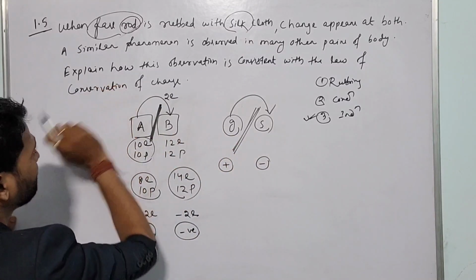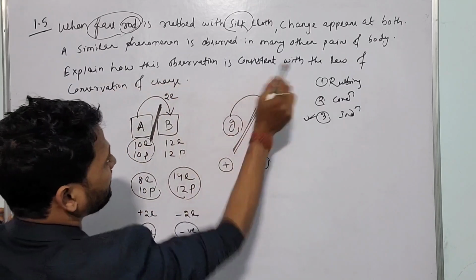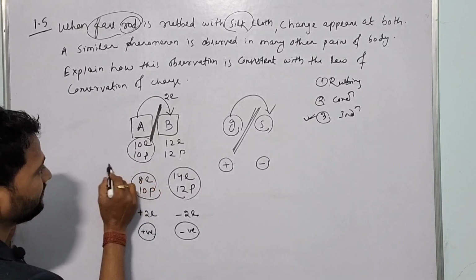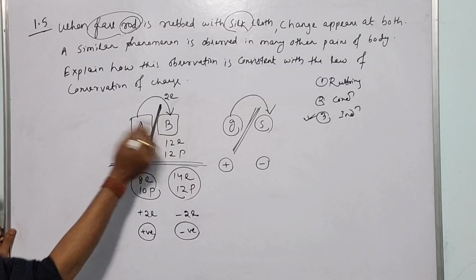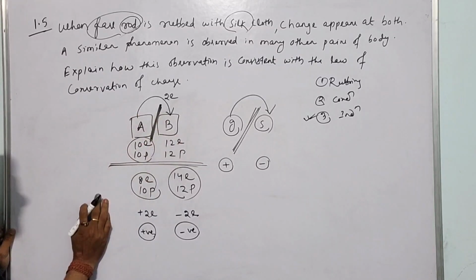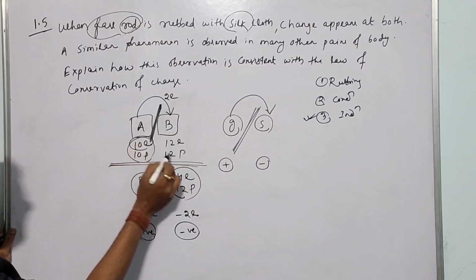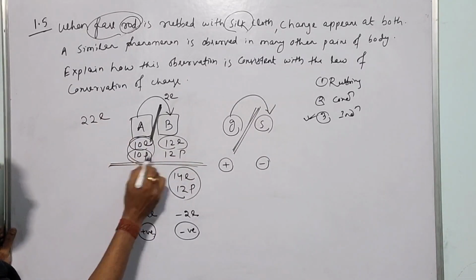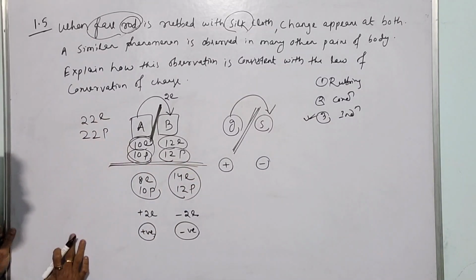Now what we have to do: how is this observation consistent with the law of conservation of charge? Tell me one thing, before rubbing, what is the net charge, or you can say the total number of electrons and total number of protons. The total number of electrons is 10 and 12. It is 22, and the total number of protons is also 22. That means the net charge is 0.